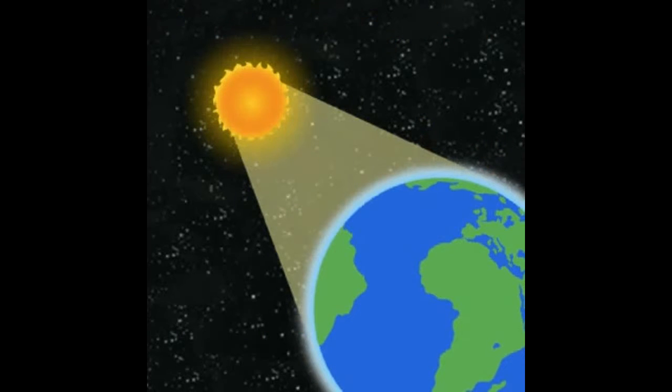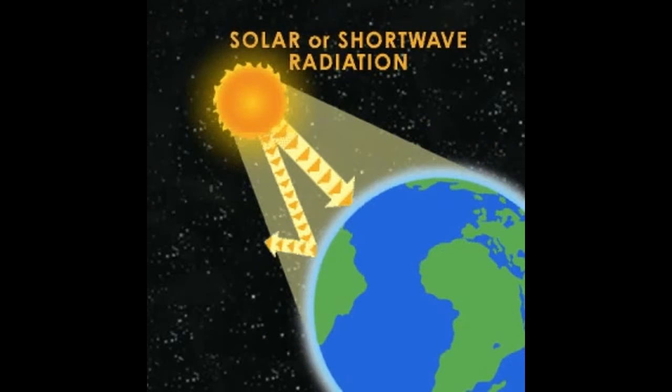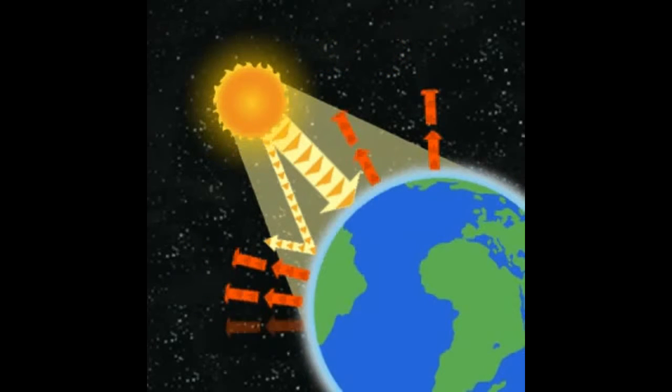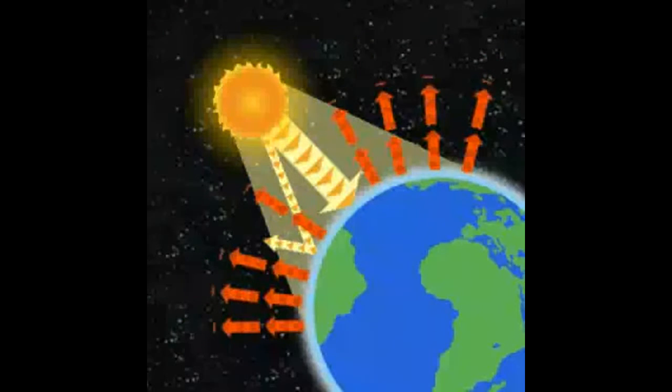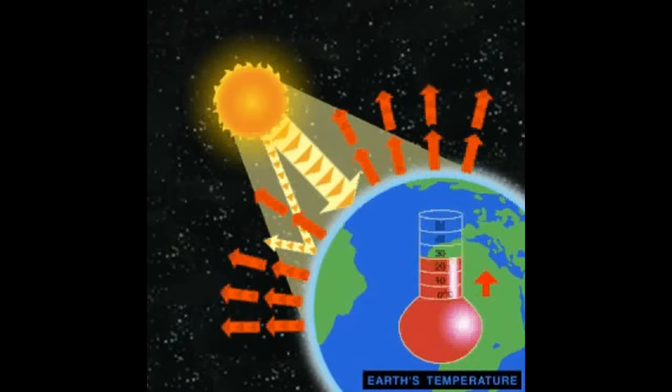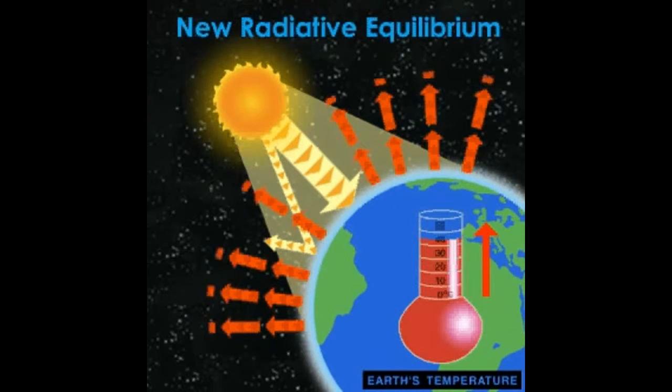For example, if the amount of solar radiation absorbed were to suddenly increase, the amount of long-wave radiation emitted would also increase. The temperature of the Earth would then increase, but a new radiative equilibrium would be reached, so the Earth would not continue to become hotter.